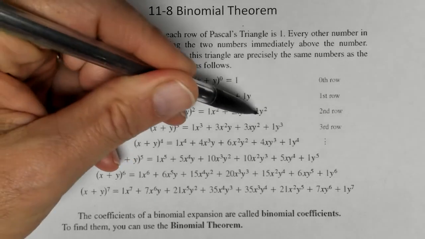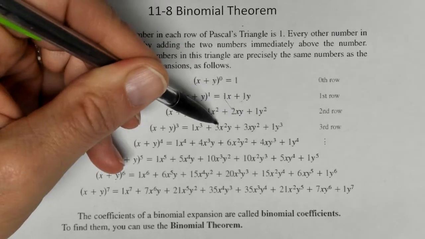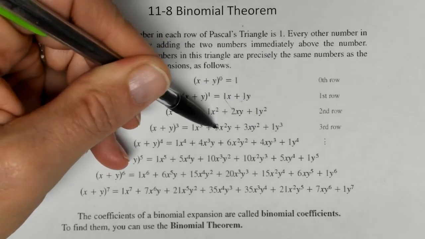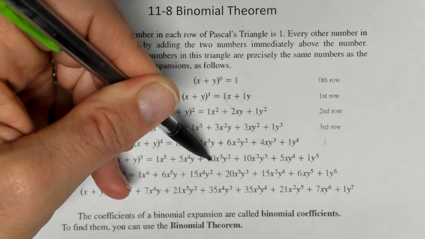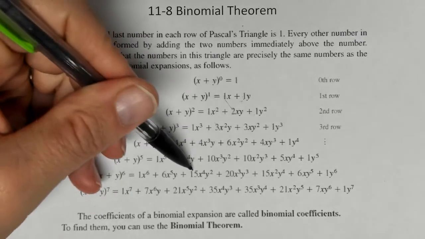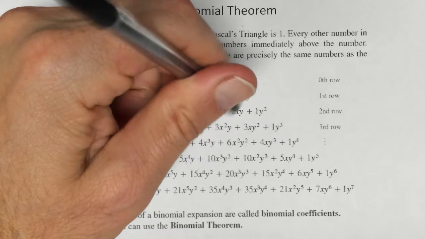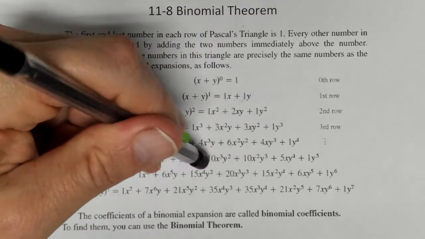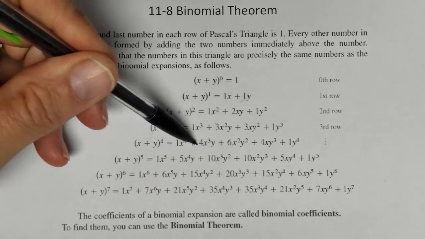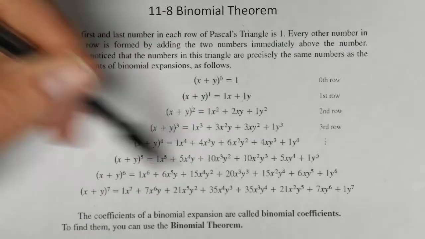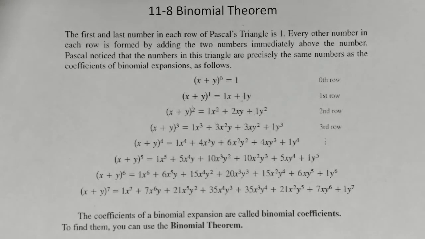In other words, you're always going to have 1 on the ends, but this middle term is going to be 1 plus 1. And this term is going to be 1 plus 2 makes 3. 3 plus 3 makes 6. 4 plus 6 makes 10, and so on. That's how you get the next numbers in the triangle: you add the previous two right above it. Okay? And it just so happens that when you raise a binomial to various powers, the coefficients of the terms actually yield the numbers in Pascal's triangle.